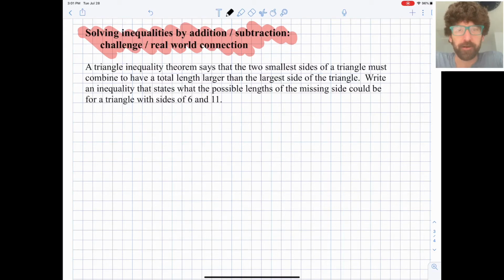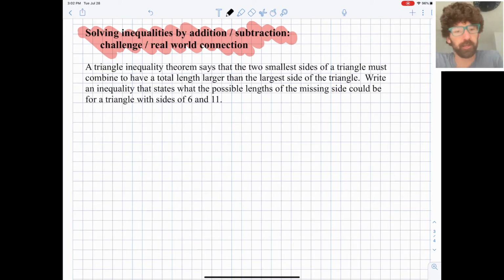All right, so we are going to continue our work with solving inequalities by addition and subtraction, and we're going to look at a problem that I thought was pretty interesting. I'm going to call it a challenge and a real-world connection problem. And it connects to geometry also, and here you go.